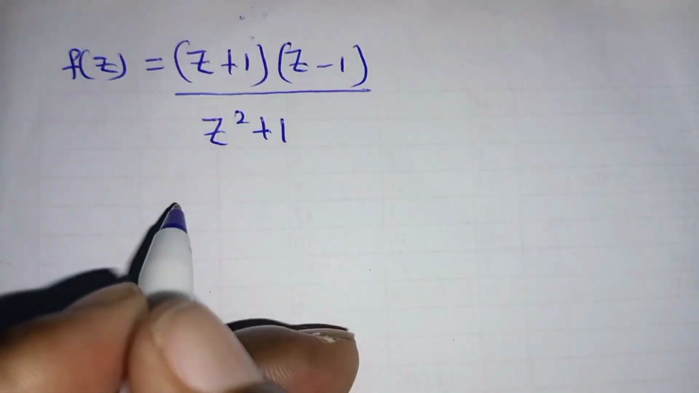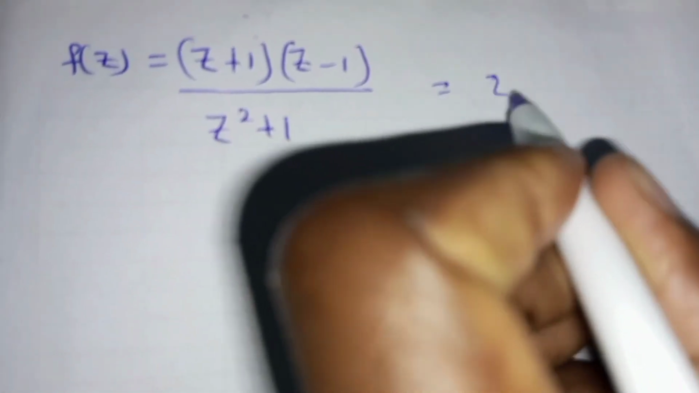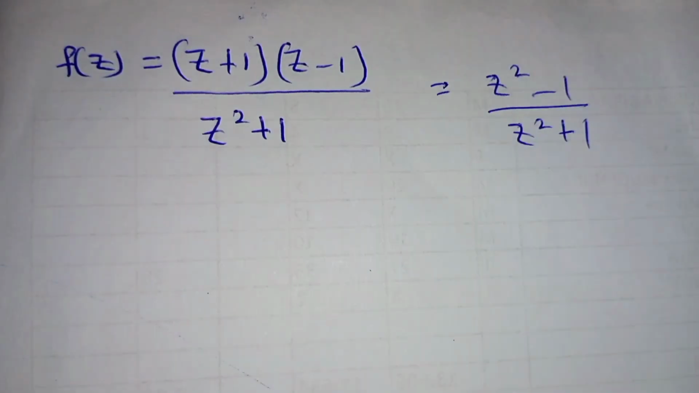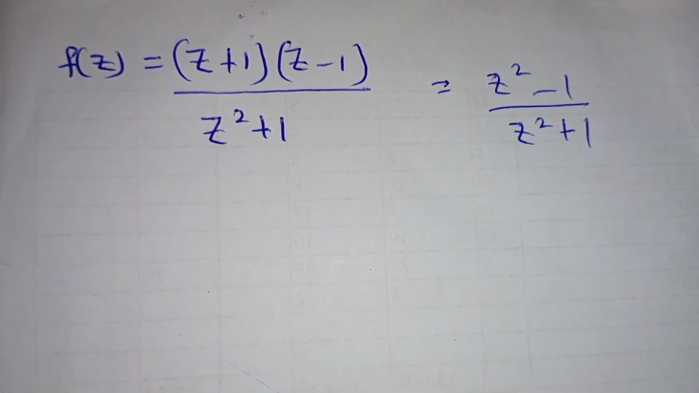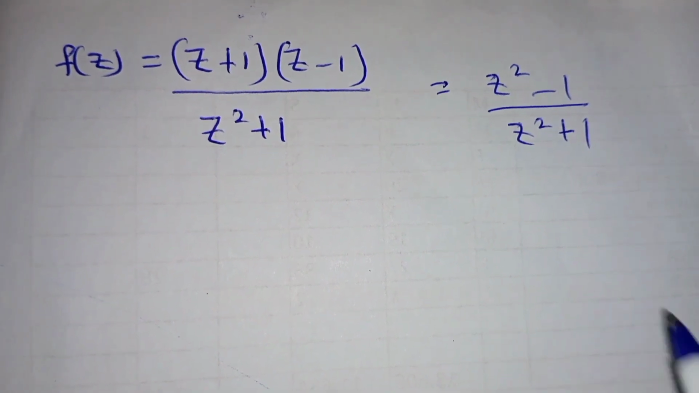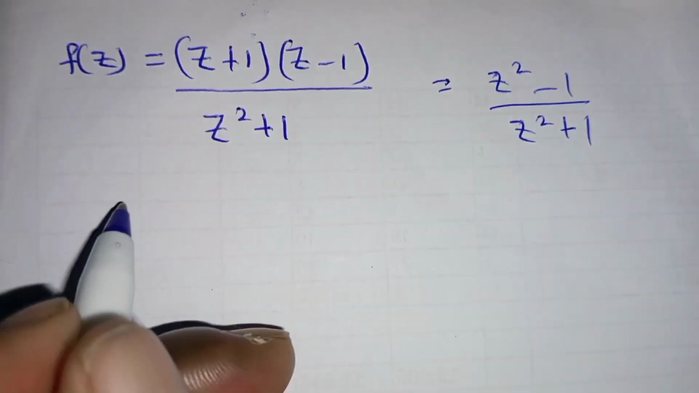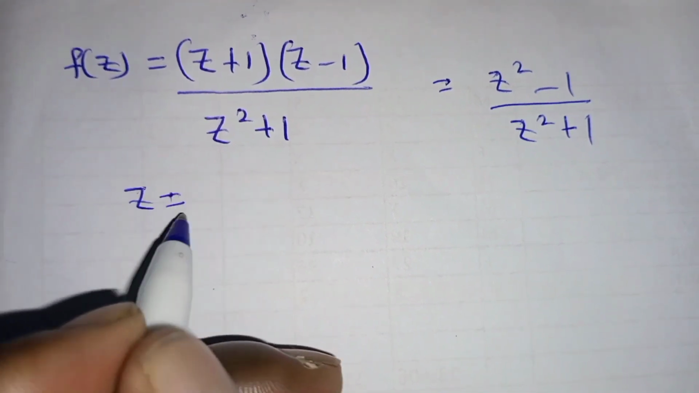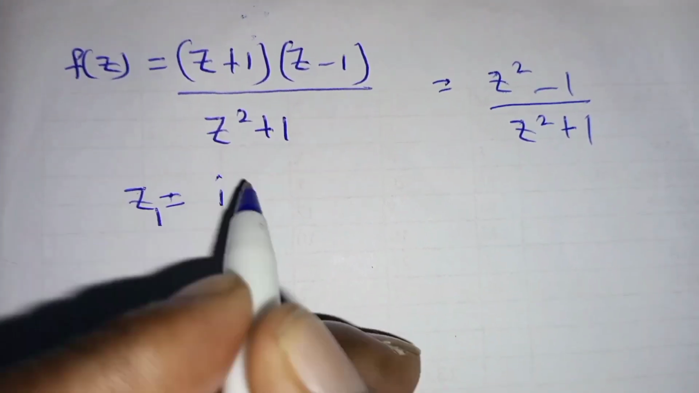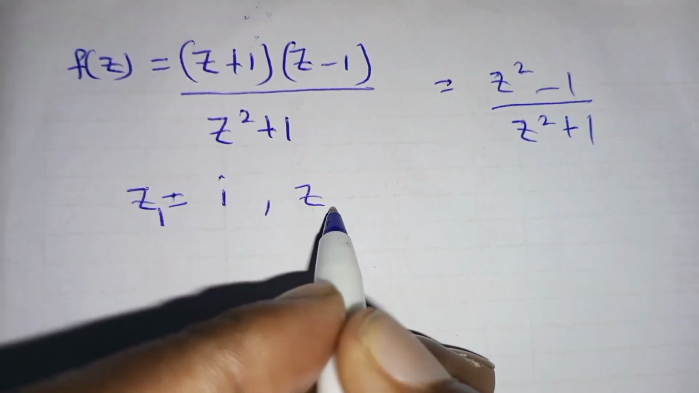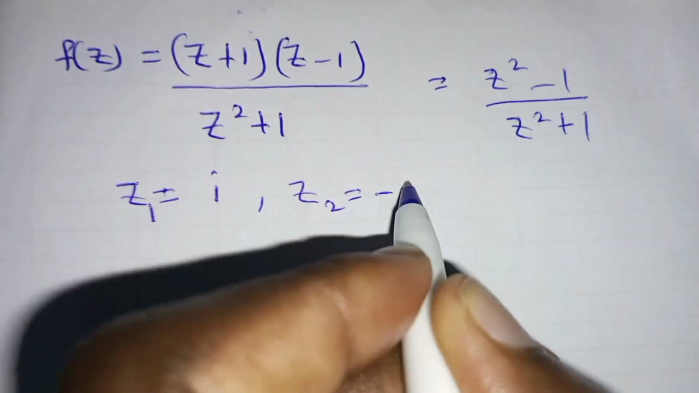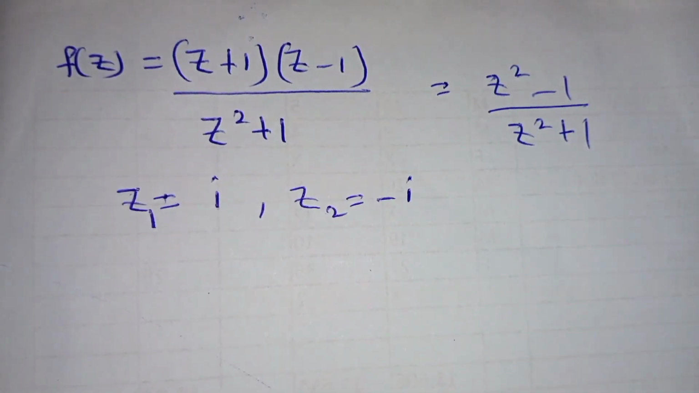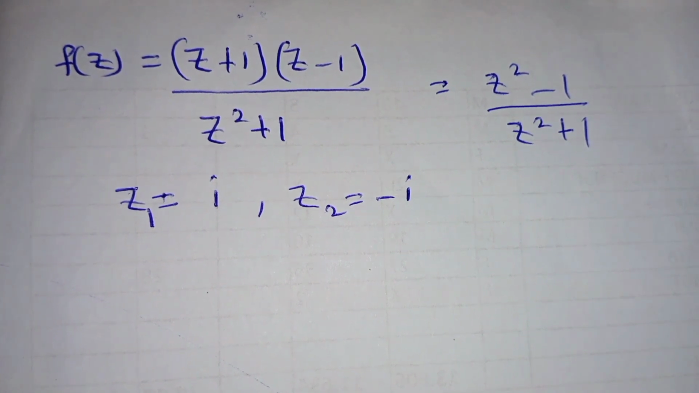This equation can be written as (z squared minus 1) divided by (z squared plus 1). When you expand the numerator, you are going to obtain that. Now, there are poles here. The poles are as follows: one of the poles is z1 equal to i, and the other pole is z2 equal to negative i. So there are two poles, and all of them are simple poles.